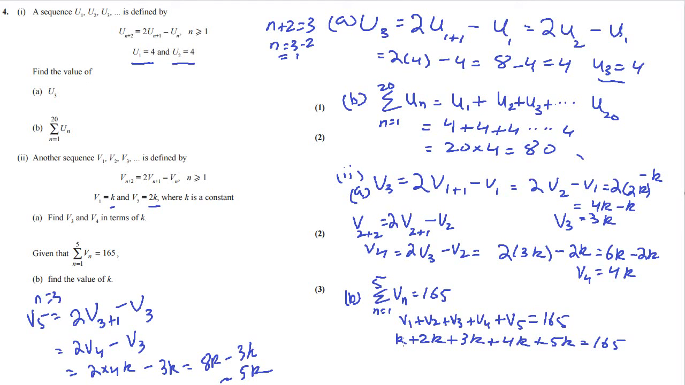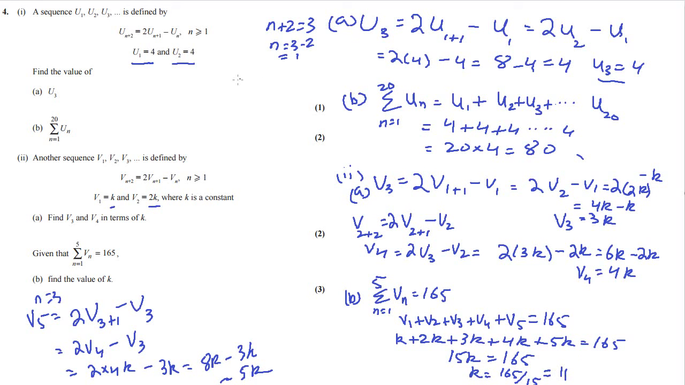So let's add these numbers together. 1 plus 2, which is 3, 3 plus 3 is 6, 6 plus 4 is 10, 10 plus 5 is 15. So we have 15k equal to 165. So k is equal to 165 divided by 15, and that comes out to be, 15 tens is around 150, and then you have another 15, so that's 11. So k should be 11, and that is the answer.